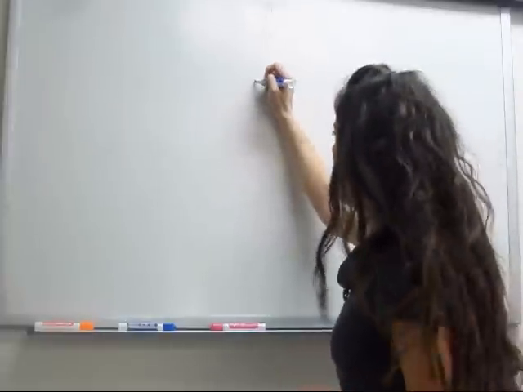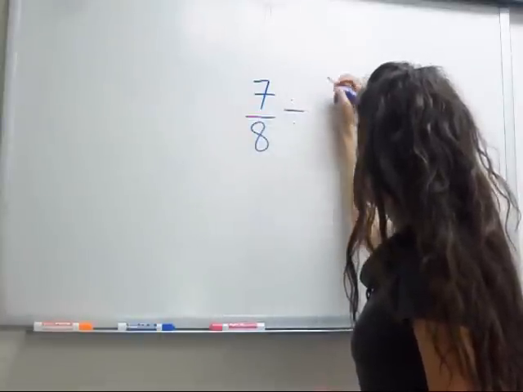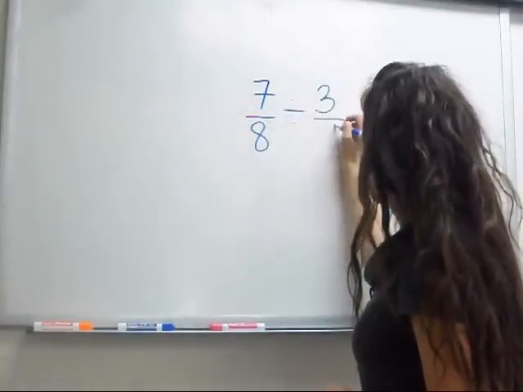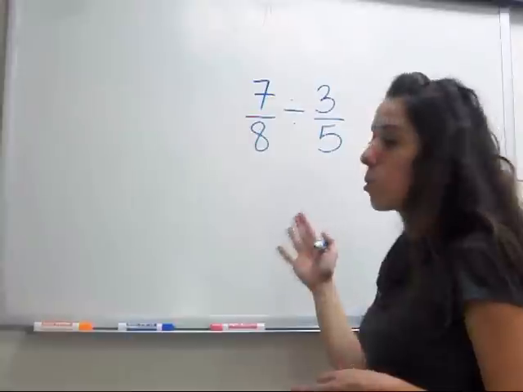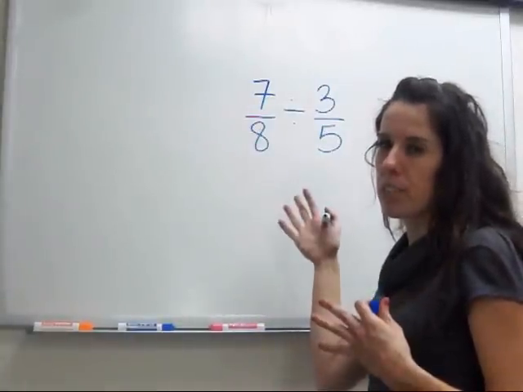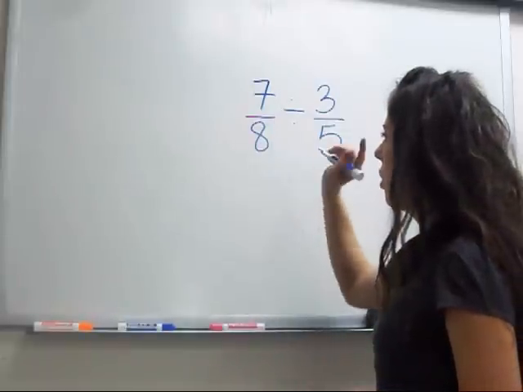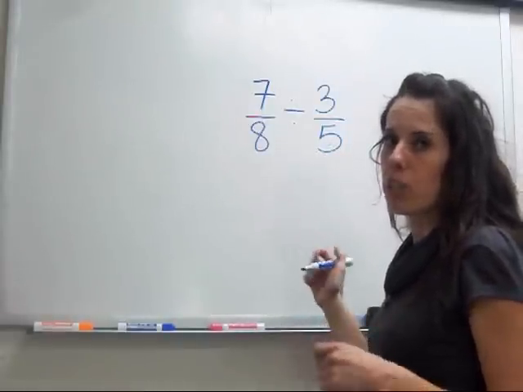Say we have the problem 7/8 divided by 3/5. Remember, when I'm working with division or multiplication of fractions, I always like to line my fractions up like this. Just makes it easier for me. So, we need to rewrite this problem to be a multiplication problem.